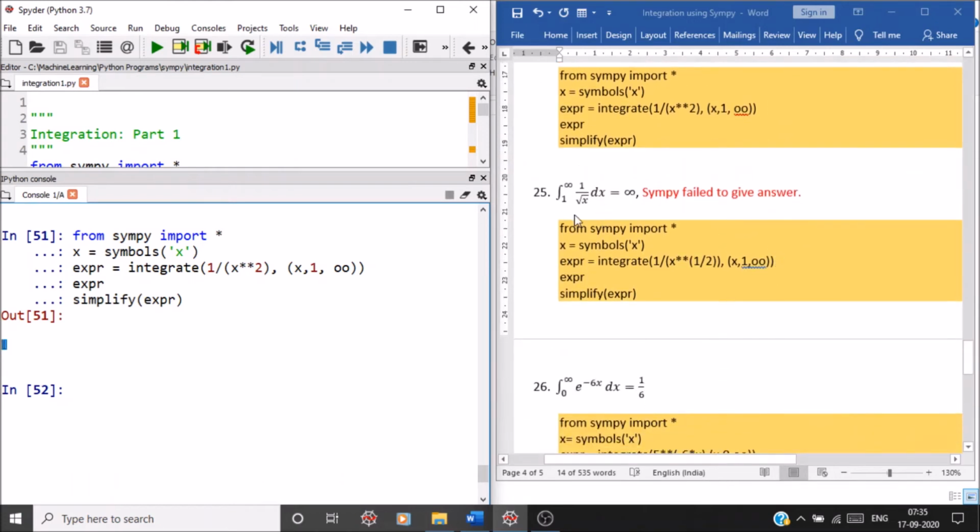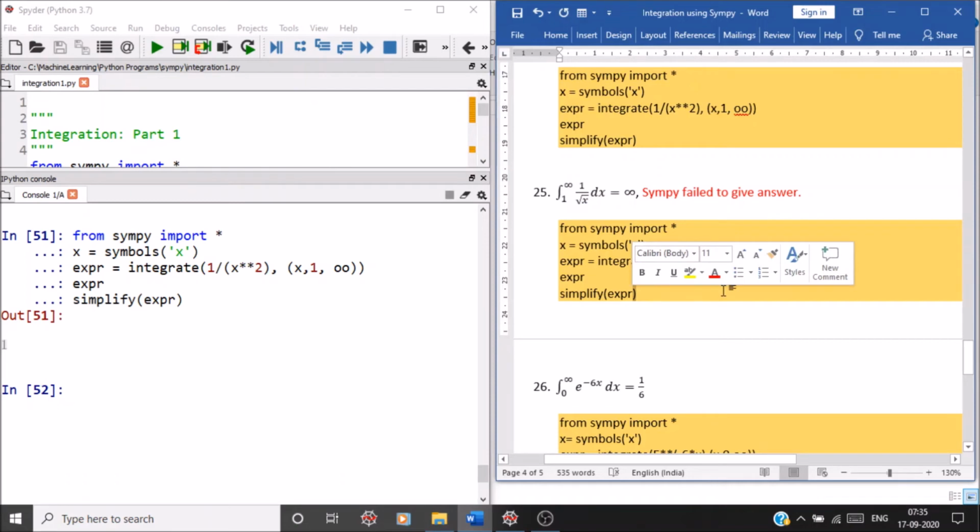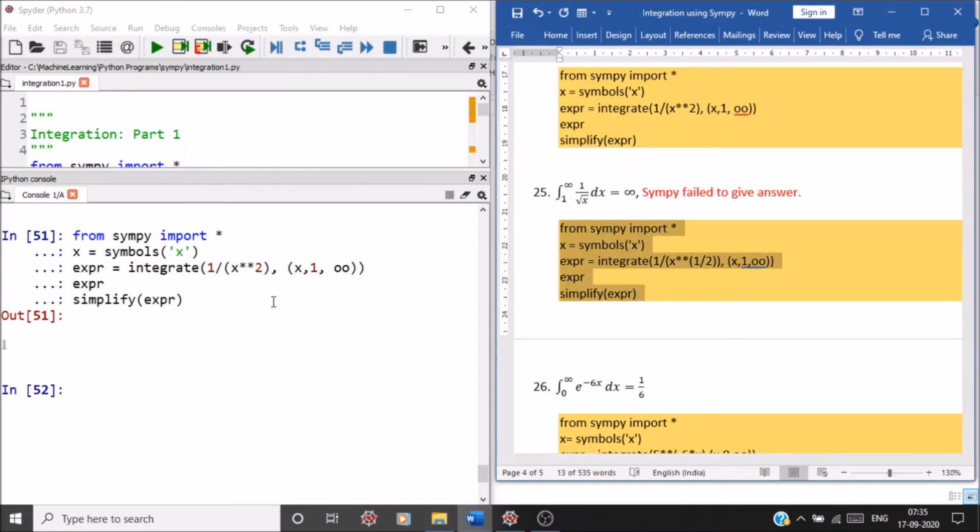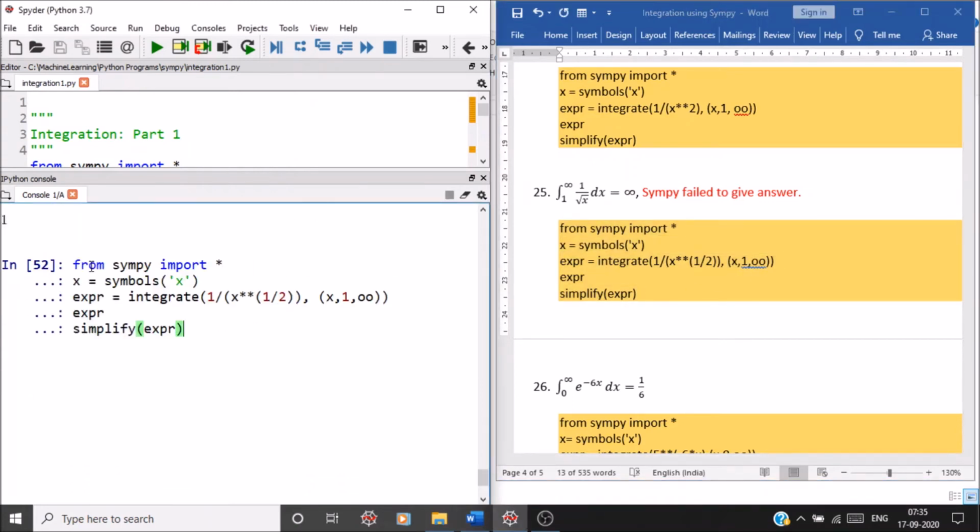Similarly, integration from 1 to infinity of 1 by square root of x dx. Okay, now SymPy failed to give an answer. Now you can execute it. So you can see here 1 by square root of x, and the limit is 1 to infinity. And if you execute it, we can see. Okay.